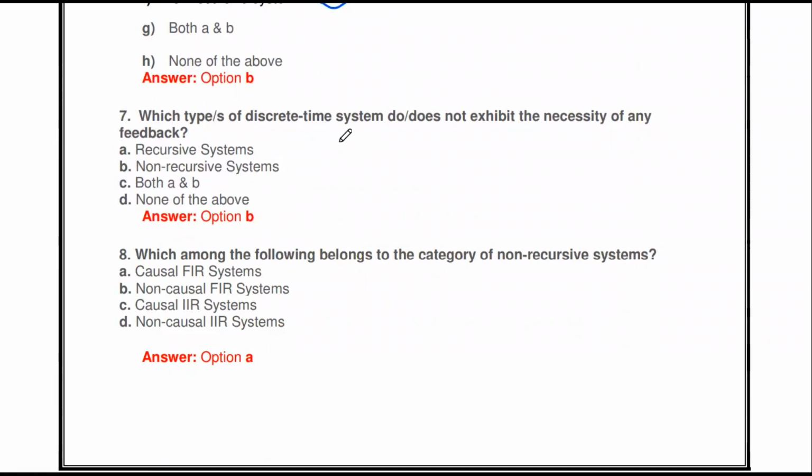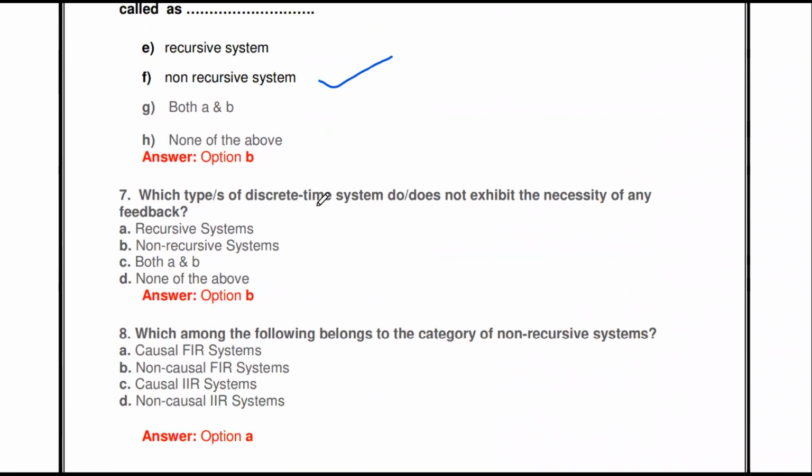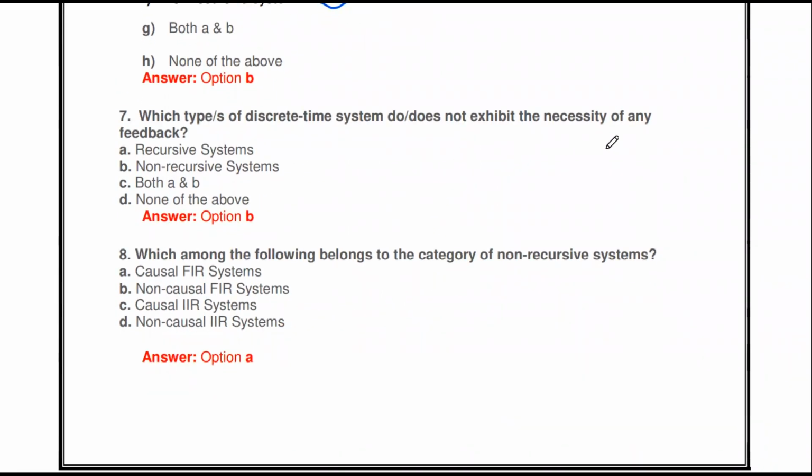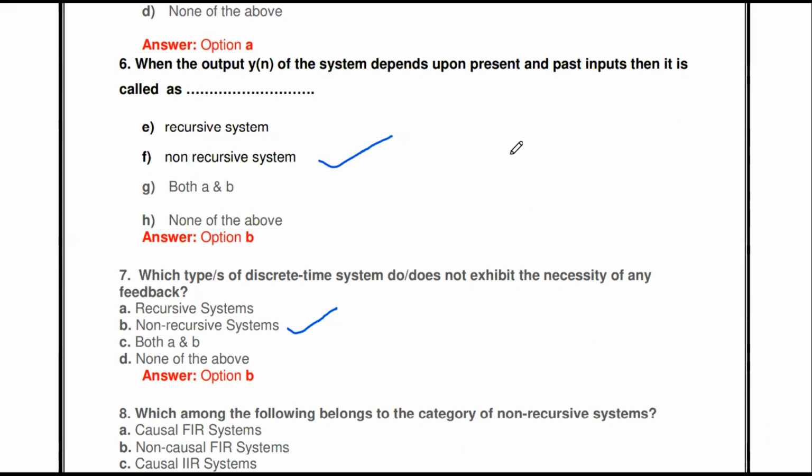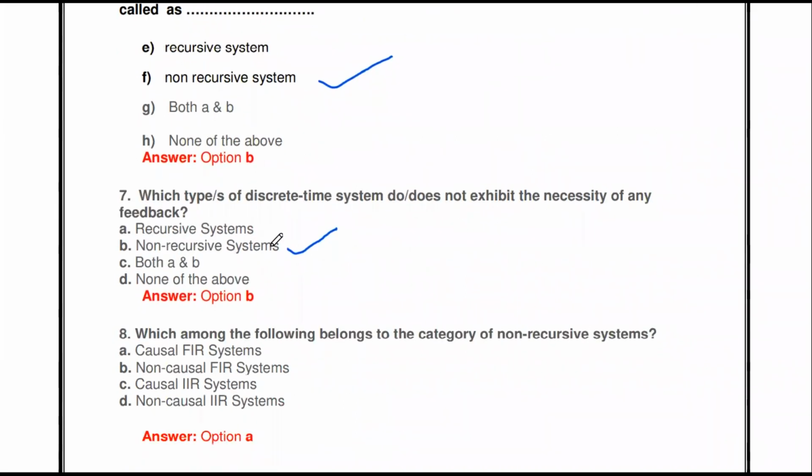Okay. Then the next question: which type of discrete time system does or does not exhibit the necessity of any feedback? In which discrete system, recursive or non-recursive, does the system not exhibit any feedback network? Since in a non-recursive system the output depends upon present and past input only, it does not depend upon the past output. In order to store the past output, we need memory. So the non-recursive system does not need any feedback.